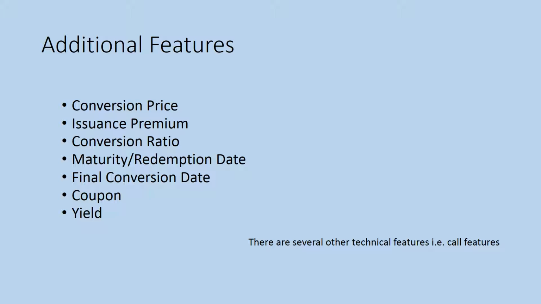Maturity and redemption date is the final payment date of a loan or other financial instrument, at which point the principal is due to be paid. The final conversion date is the date at which the holder can request the conversion into shares. It may be different than the redemption date. A coupon, as I had discussed previously, is a periodic interest payment paid to the convertible bondholder from the issuer. It could be at a fixed or variable rate.